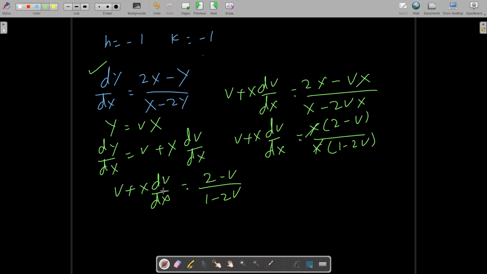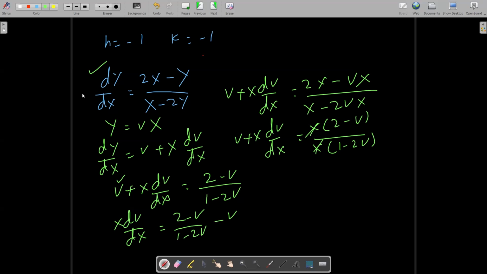So we have to simplify, and then separate the variables. First of all, you can write x dv over dx equals 2 minus v over 1 minus 2v, and take this v to the right side. It's going to be negative v if you subtract v on both sides. Before separating the variables, we have to simplify this fraction, 2 minus v over 1 minus 2v minus v.